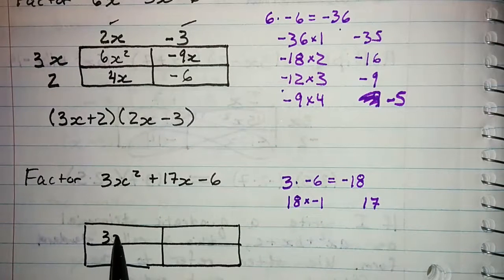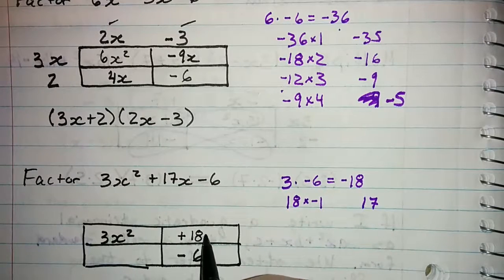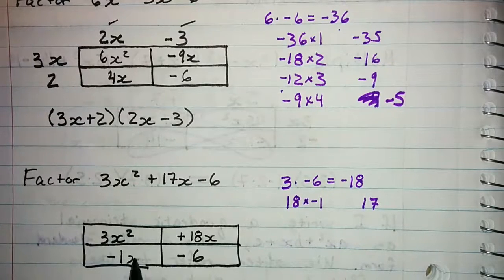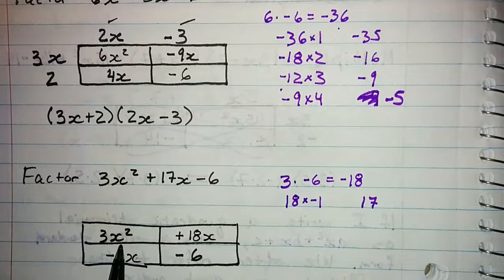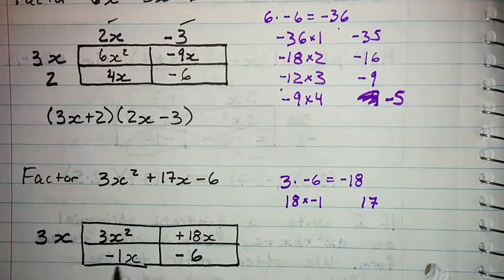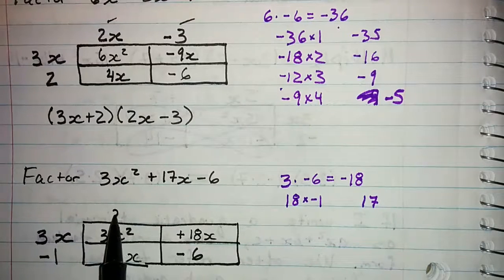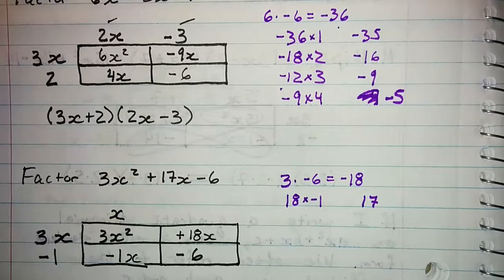So I'll want my 3x squared up here, my negative 6 down here. I'll want my positive 18x and my negative 1x. All right then, in this row, what are my common factors? I see that 3 is a number they have in common, and they have an x in common. In this row, I'm betting it's going to be negative 1 that I'll need. 3x times what is 3x squared? 3x times x is 3x squared. x times negative 1 is negative 1x. So x checks out.